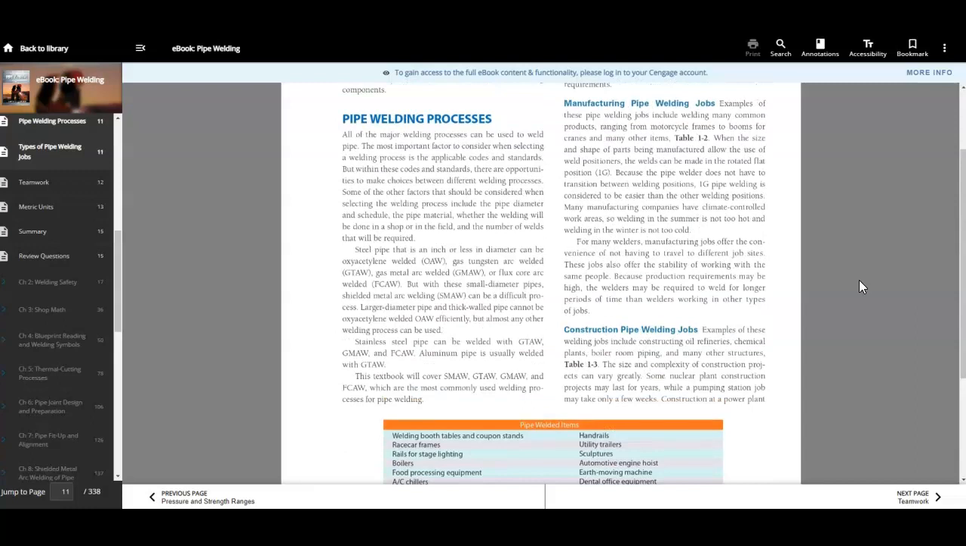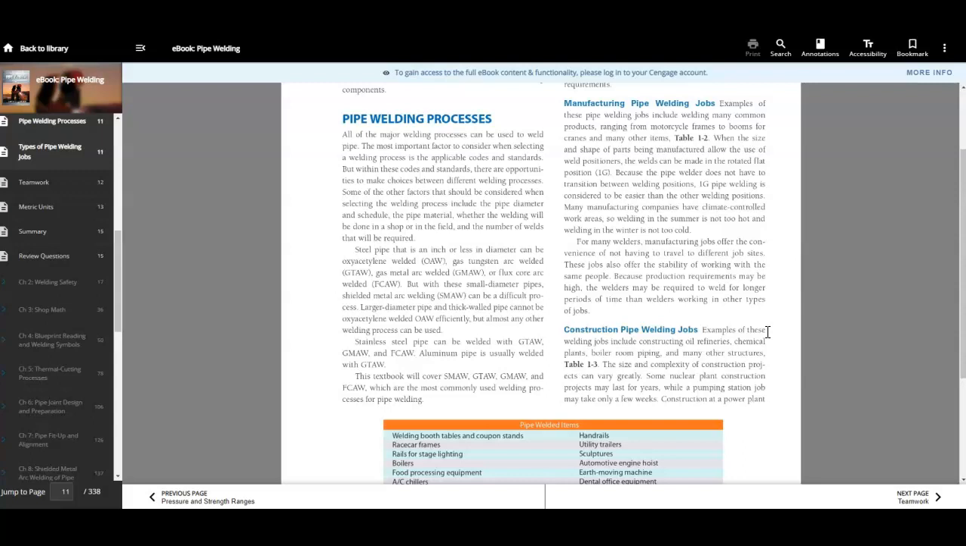When the size and the shape of the parts being manufactured allow the use of welding positions, the welds can be made in the rotated flat position 1G. Because the pipe welder does not have to transition between welding positions, 1G pipe welding is considered to be easier than other welding positions. Many manufacturing companies have climate control work areas, so welding in the summer is not too hot and welding in the winter is not too cold.